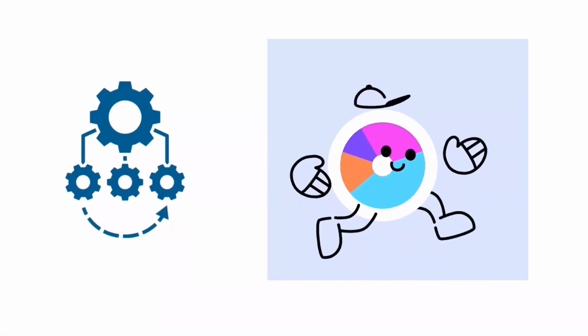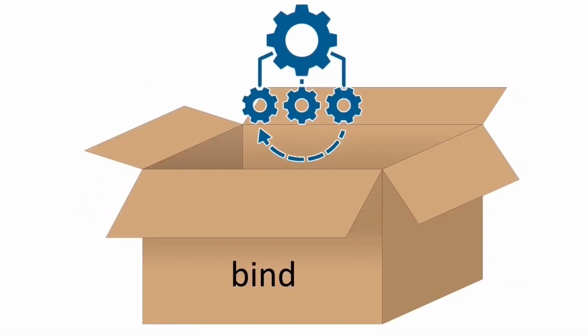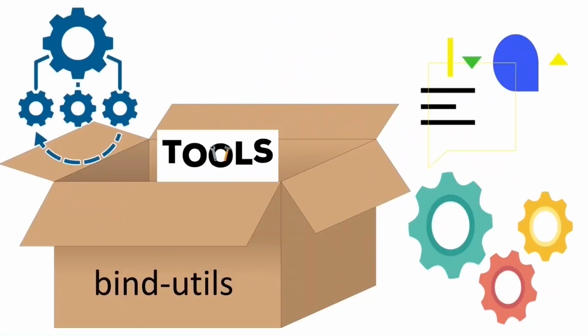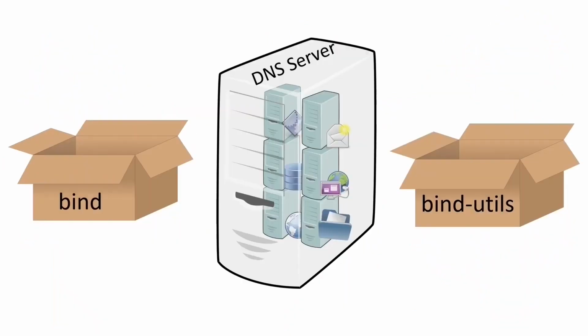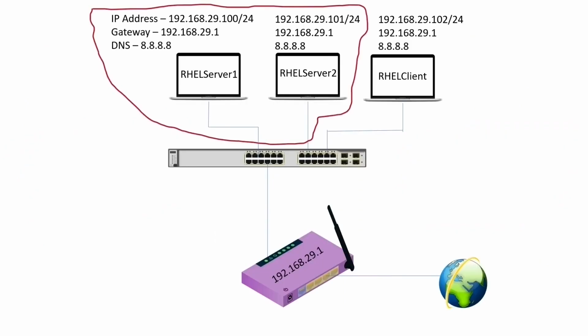The named service runs the DNS server. The bind package provides the named service. The bind utils package provides the tools we need to manage the named service. We need to install both packages on the system which we want to use as a DNS server. In this lab, we will use RHEL Server 1 and RHEL Server 2 as DNS servers. Therefore, we need to install these packages on these systems.